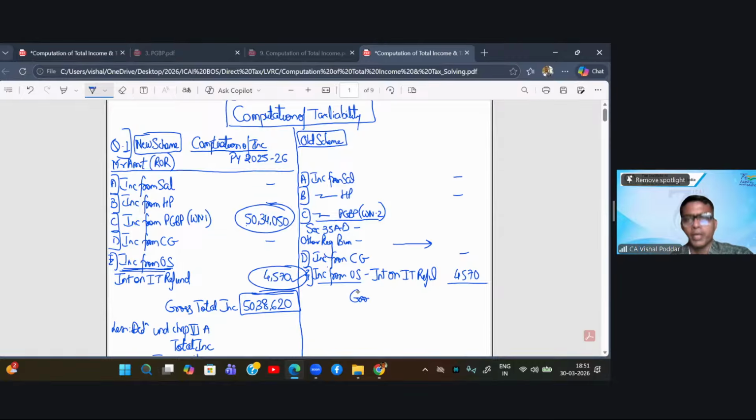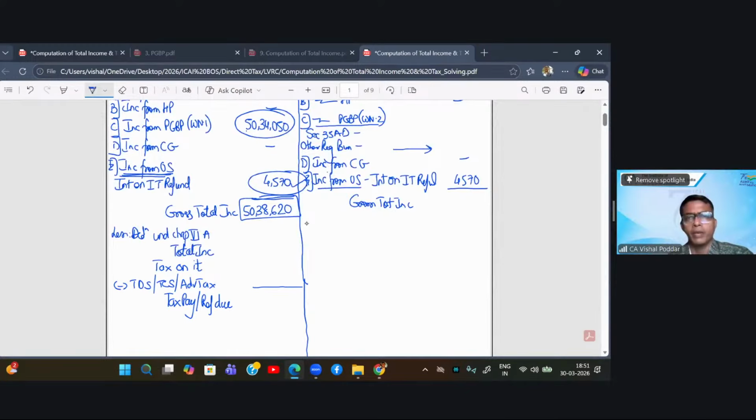So this will be my gross total income, and I will have deductions under chapter 6A. This now will be significant here. After subtracting this, I will get my total income, on which I'll find out my tax. And then we will subtract the TDS TCS wherever required.